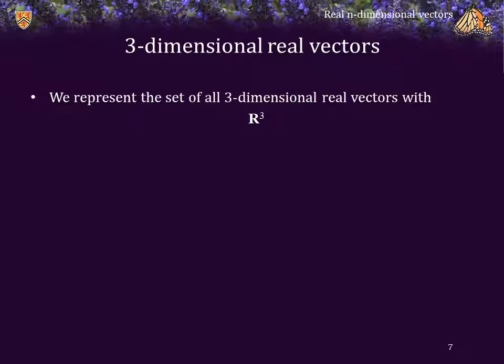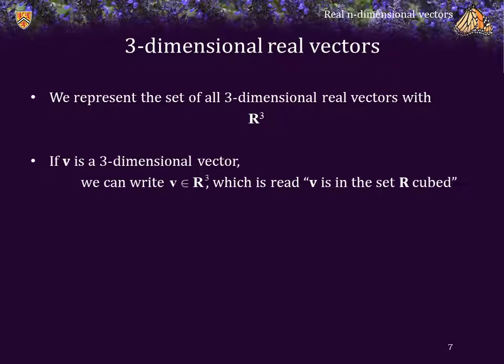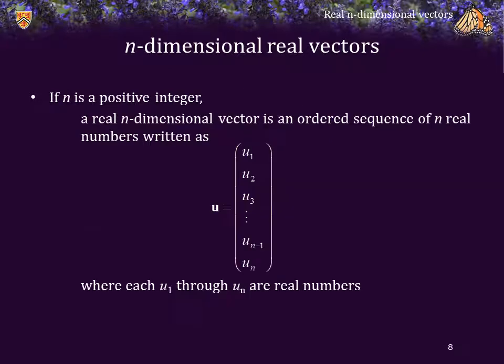And we are going to represent the set of all three-dimensional real vectors with uppercase R cubed. So once again, we may write v is an element of R cubed, which is also read as v is in the set R cubed, or something like that. Alternatively, we may simply say or read this as v is a three-dimensional real vector.